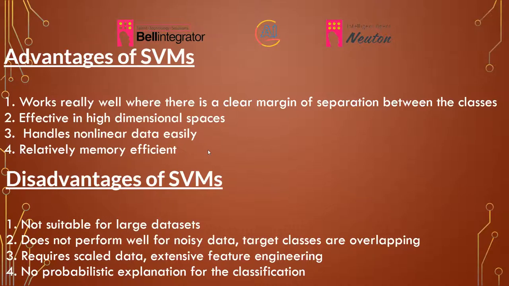Support vector machine doesn't work too well for large data sets. It doesn't perform well for noisy data where the target classes are overlapping, because it's difficult to define your margins accurately in such a situation. It requires quite a bit of feature engineering. You have to scale your data in order to achieve good results with support vector machines. And because the classification is entirely based on the construction of hyperplanes, you can't really have a probabilistic explanation as to why your data points are categorized in a certain way. And this is probably the biggest disadvantage, at least for me personally, with support vector machines. You don't get an intuitive feel for why a data point is categorized a certain way.